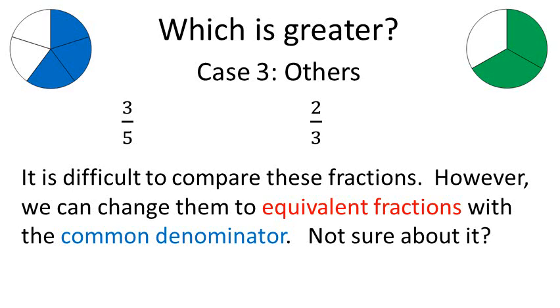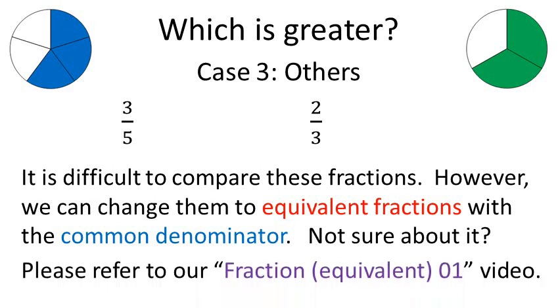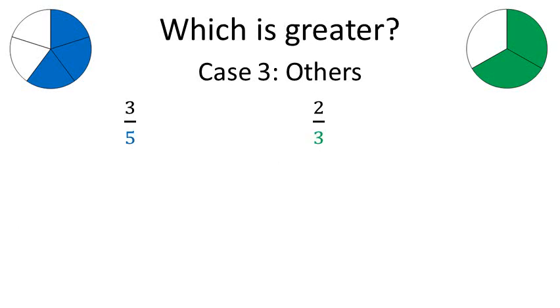Do you remember how to get equivalent fractions? If you're unsure, please refer to our Fraction Equivalent 01 video. Let's change 3/5 and 2/3 to equivalent fractions with a common denominator. The simplest method is to multiply both denominators by each other to get the common denominator.